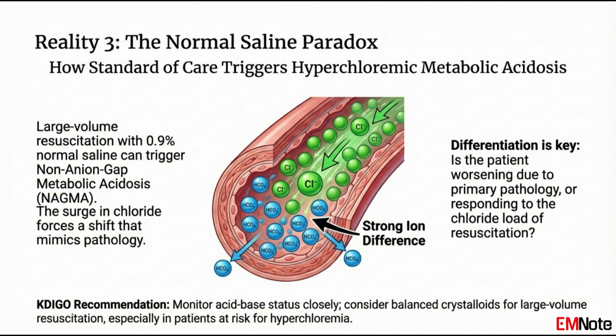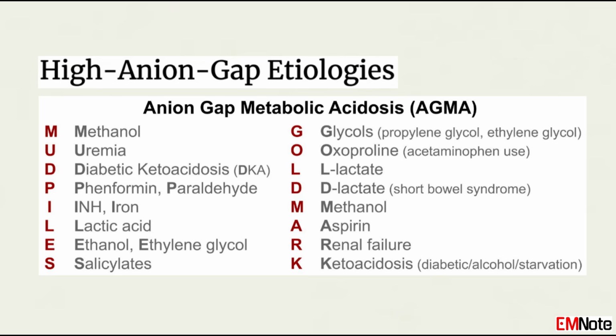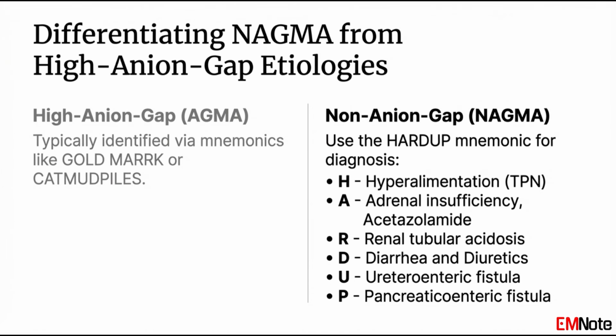So you have a patient who's getting worse, and the question becomes, is it their primary problem, or is it the saline you're pouring in? That's the million-dollar question, and that's why you have to be able to differentiate. Right. For high anion gap acidosis, we have the mnemonics, GOLD MARK, or the older CAT MUD PILES. What do we use for the non-anion gap kind? For non-anion gap, you need to use the HARDUP mnemonic.